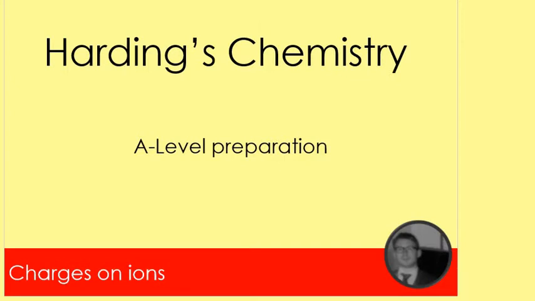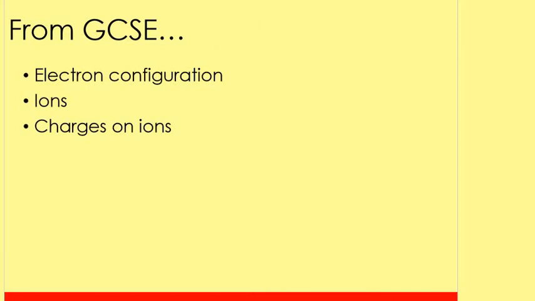Let's begin. So this content relates directly back to your GCSEs where you would have looked at electron configurations and how electrons are arranged in energy shells. You would have looked at ions and hopefully remember that ions are atoms with a charge, either positive or negative, and also how to work out the magnitude of those charges. We're going to do a quick refresher on this to prepare you for your A-level studies.